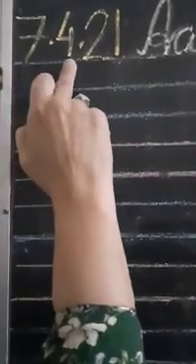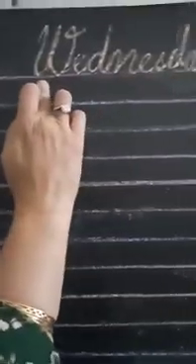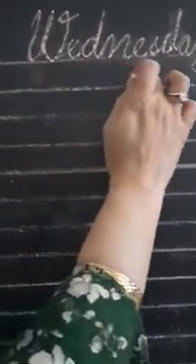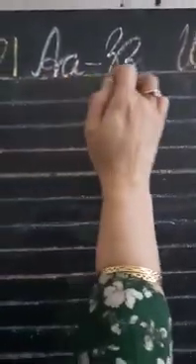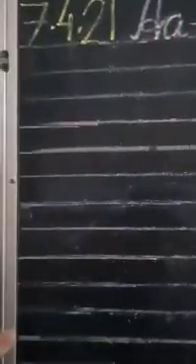Date is 7.4.21 and here we have written Wednesday, W-E-D-N-E-S-D-A-Y, Wednesday. The day is Wednesday and write down the heading joining A hyphen joining Z. Okay, so I'm going to write down, you have to write down with me.